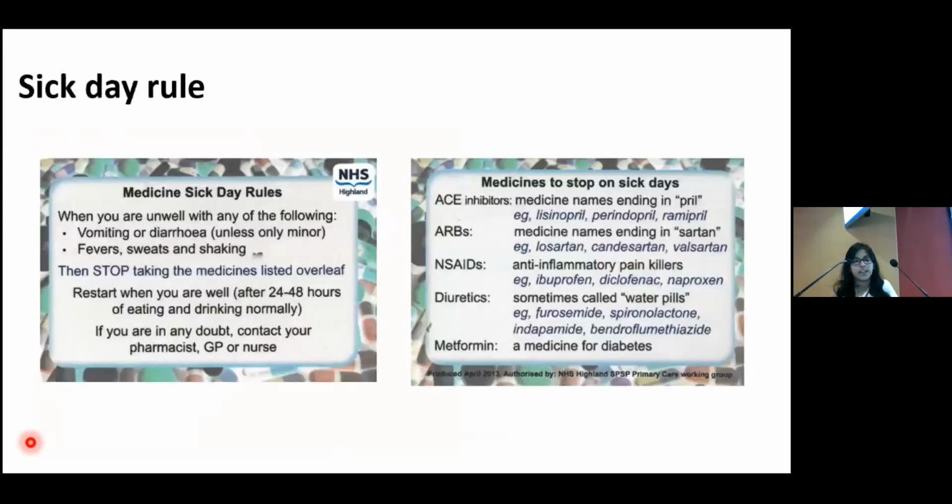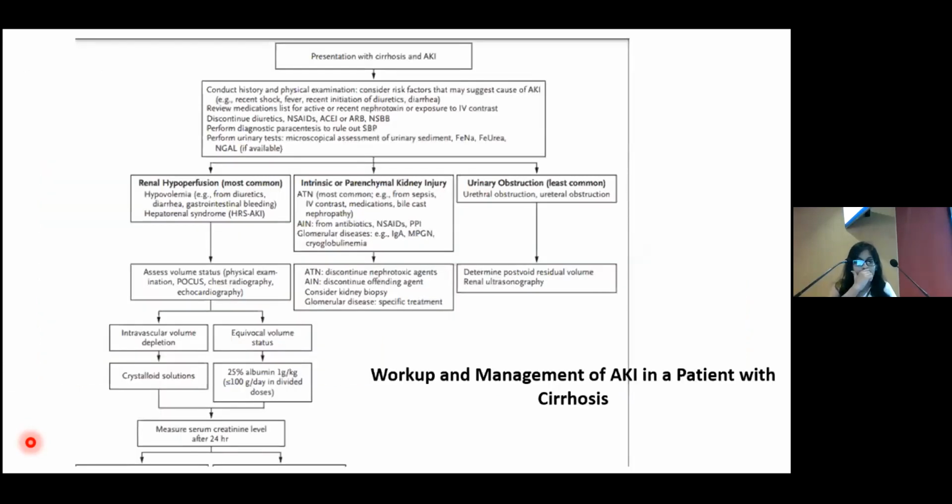So any patient who has fever, diarrhea, and AKI, we have to omit these drugs: angiotensin converting enzyme inhibitors, angiotensin receptor blockers, non-steroidal anti-inflammatory drugs, diuretics, metformin, as well as nowadays SGLT2 inhibitors. We have to omit them. Those drugs can worsen the AKI. And this is a workup plan. How do we approach the patient who has AKI?